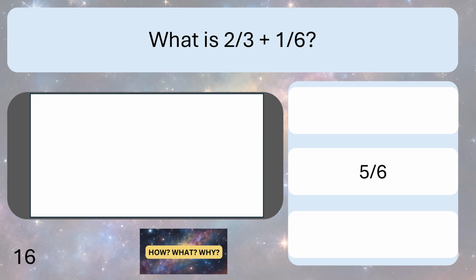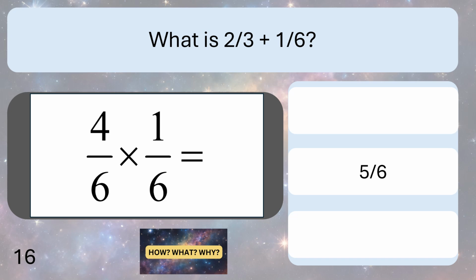Now to solve this one, we need to make sure that the denominator is the same. And we do that when we change 2/3 into 4/6. We multiply both the top and the bottom by 2. And now when we multiply these, we add the top numbers together. So we get 5/6.